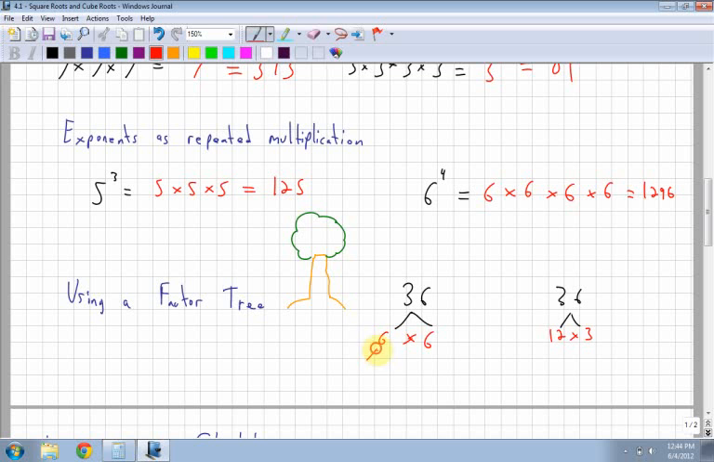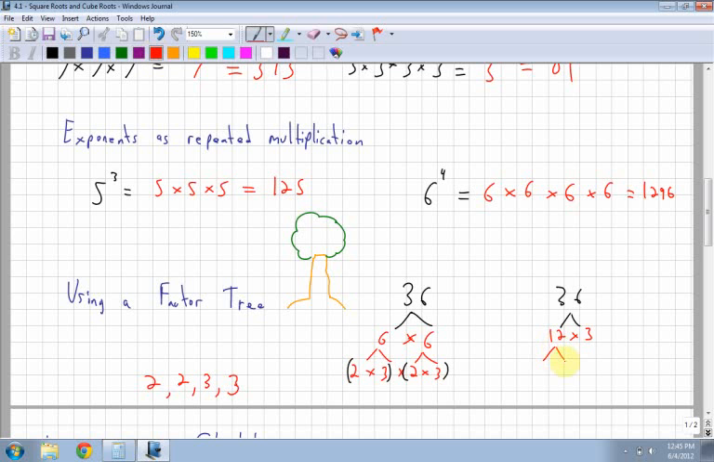Next thing I have to do is break down each number into its factors again until I get to prime numbers, because 6 is not a prime number. 2 times 3 equals 6. This multiplication sign I have to copy down, and then 6 breaks into 2 times 3. So the prime factors of 36 would be 2, 2, 3, and 3. Notice also that I have two sets of the same factors. That means that this is a perfect square because I have two sets of the same factor.